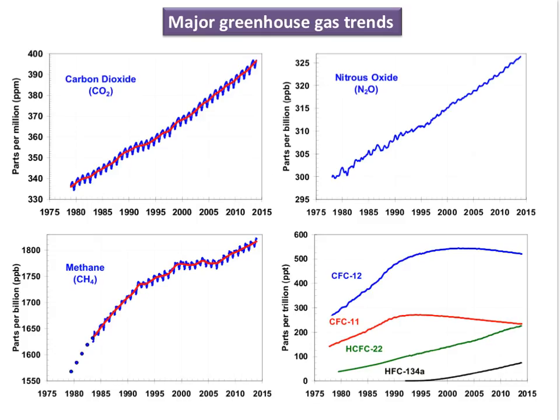Here you can observe the trends of the major greenhouse gases: carbon dioxide, nitrous oxide, methane, and chlorofluorocarbons, hydrochlorofluorocarbons and hydrofluorocarbons. You can see that the amount has increased exponentially since the Industrial Revolution, and the contribution of CO2 is very important. 3 times the methane and 10 times the nitrous oxide.